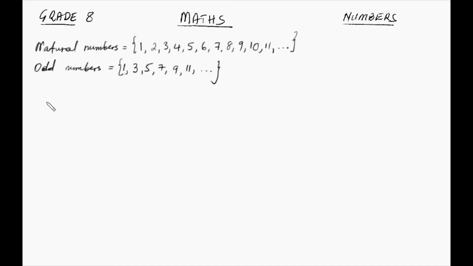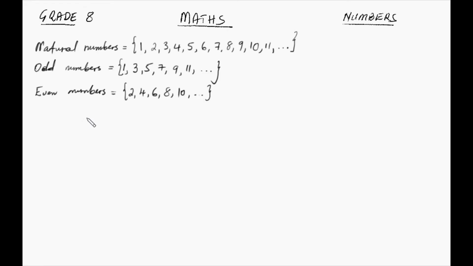Now, what else? We have even numbers. Let's take them from here. We have 2, 4, 6, 8, 10, and so on. Now these numbers are divisible by 2, and when you divide them by 2, they leave a remainder of 0.